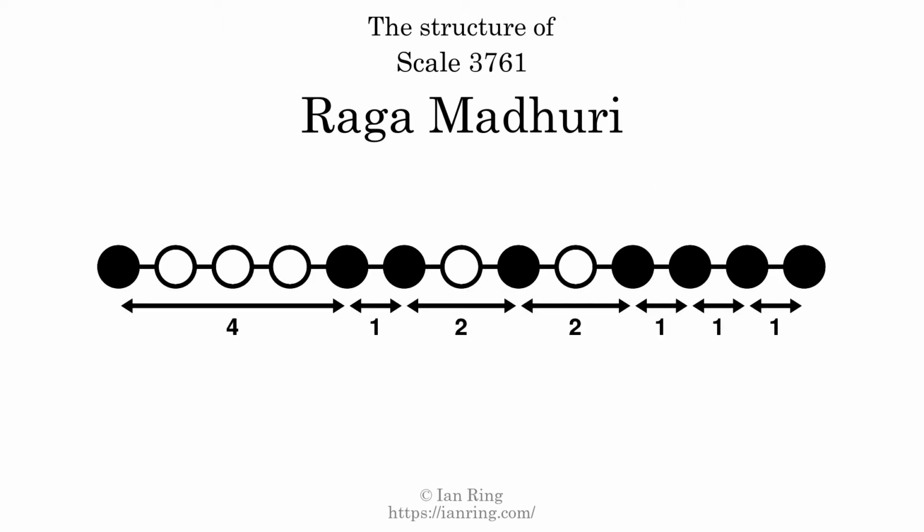The structure of a scale is a description of the interval distance between each successive tone. This scale has a structure of 4-1-2-2-1-1-1.